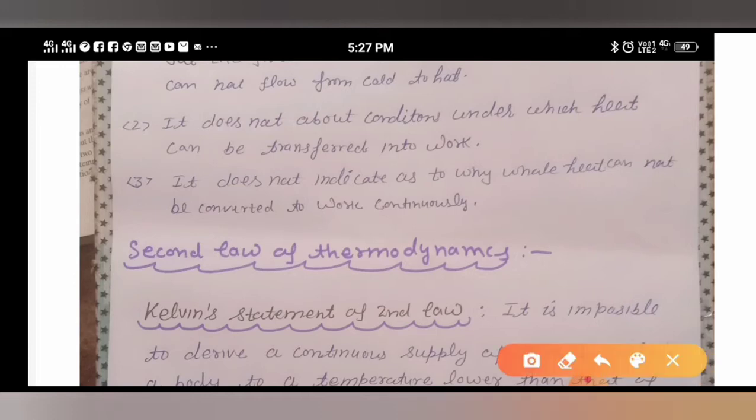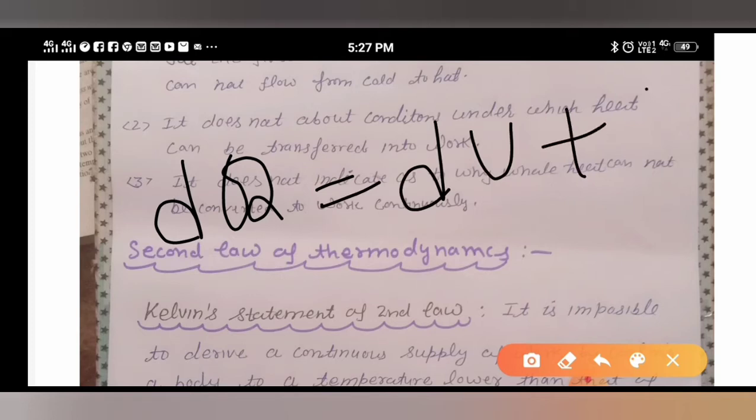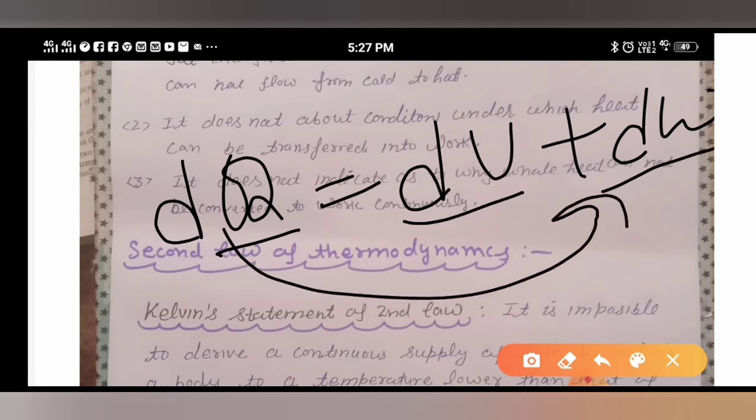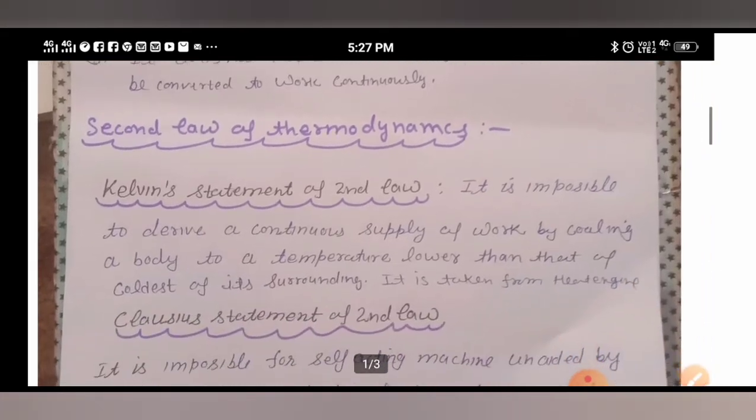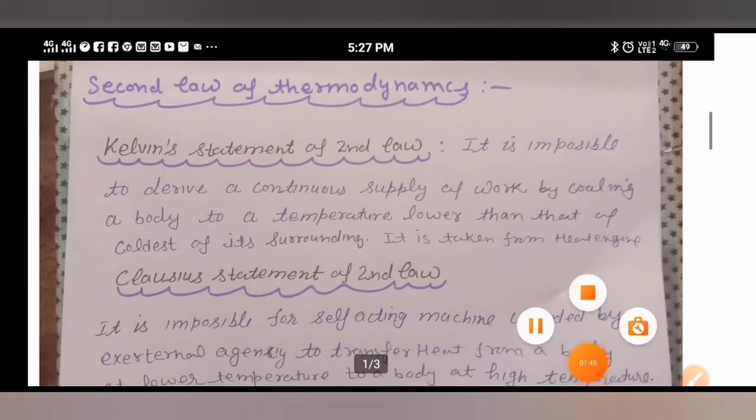be converted into work. Dear students, you know that according to first law of thermodynamics, dQ is equal to dU plus dW. Means heat supplied is utilized to increase internal energy and to do external work. Now question is that why whole heat cannot be converted into work. Okay, so this is not indicated by the first law of thermodynamics. So these are some limitations of first law of thermodynamics, and now let us proceed towards second law of thermodynamics.